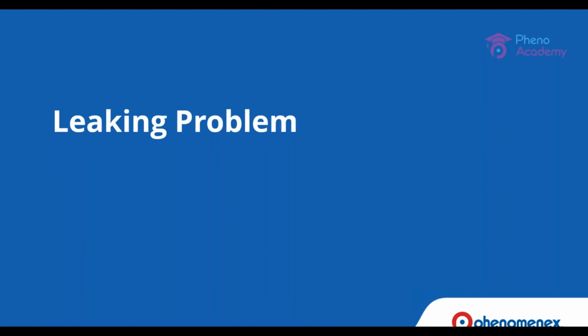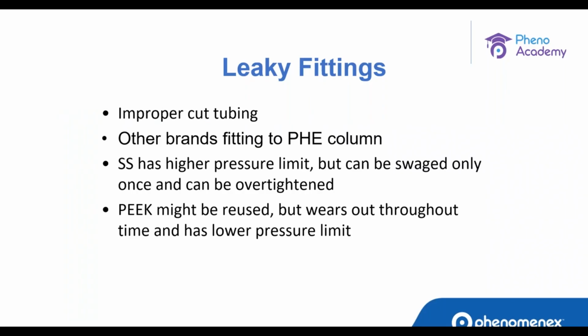So the second major problem is the leaking problem. Tubing and fittings can also cause leaking. Fittings are the major cause of leaking issues. Sometimes we use a different brand of fitting connected to, for example, a Phenomenex column. Different fitting sizes can also break the end fitting of the column and cause leaking. And if the pressure is too high, the leaking might come out.